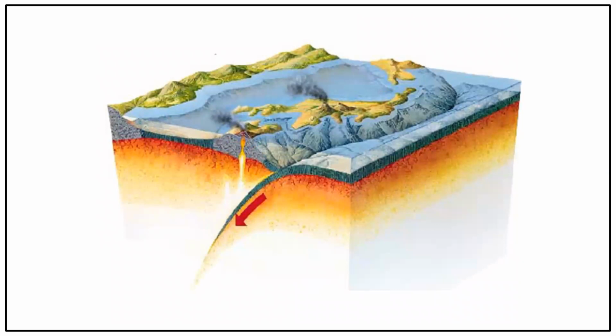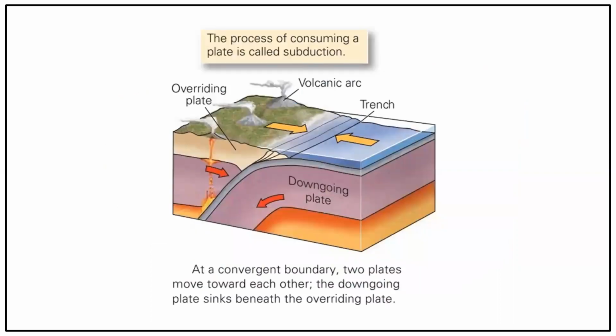Plate tectonics. The lithosphere is divided into several large plates that float on the semi-fluid asthenosphere beneath them. These plates interact at their boundaries. There are three main types of plate boundaries.